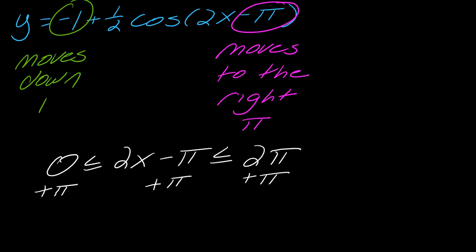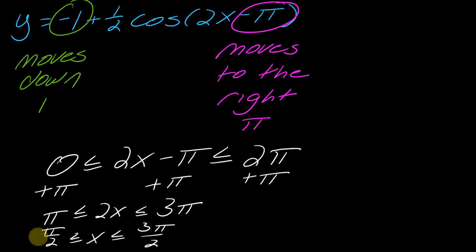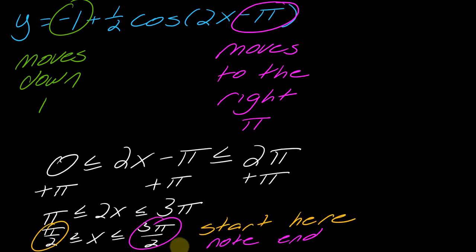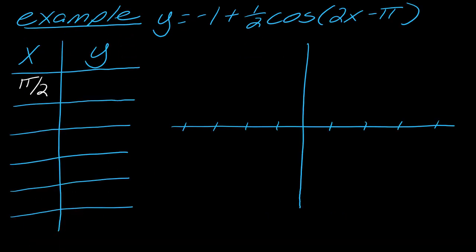So I'm going to go ahead and add pi to all sides. And then I've got this inequality. I can divide all sides by 2. So my starting point is pi over 2, and then my ending point should be 3 pi over 2. So just note, start, end. Okay, so I'm going to take this pi over 2, and I'm going to plug it into my table now that I know where I'm starting.